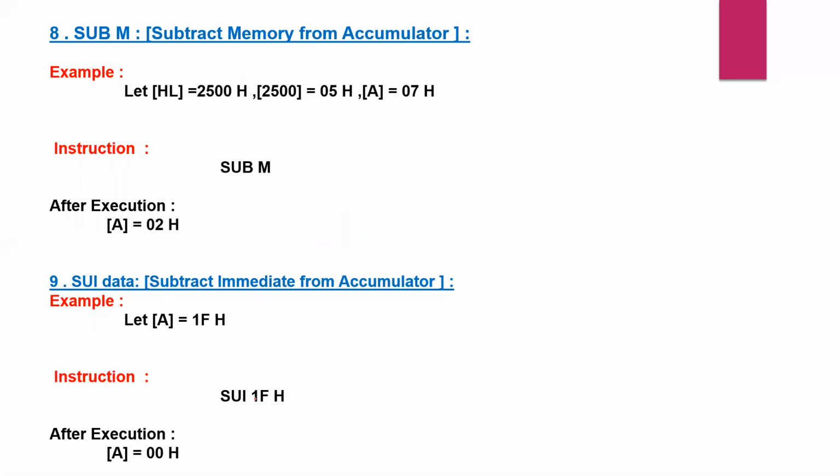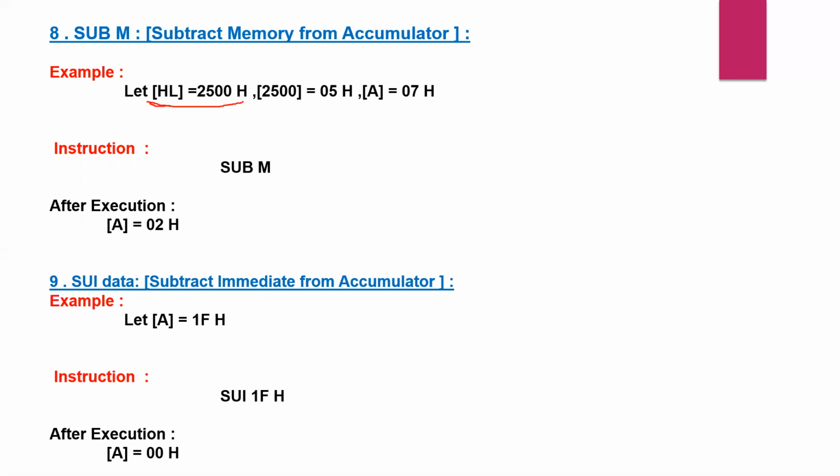Now next is SUBM, that is subtract a memory from accumulator. In this instruction, the content of a memory location whose address is stored in HL pair is subtracted from the content of accumulator and the result is placed in the accumulator.